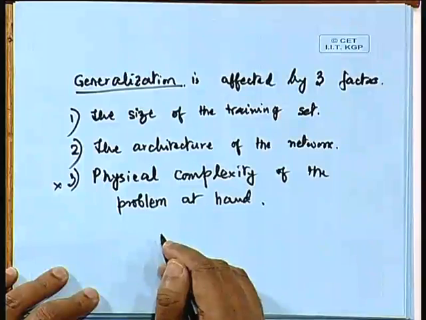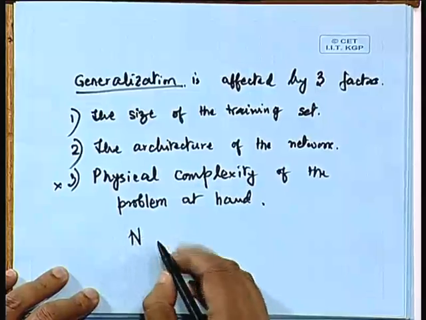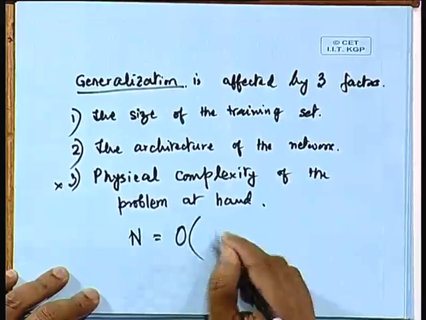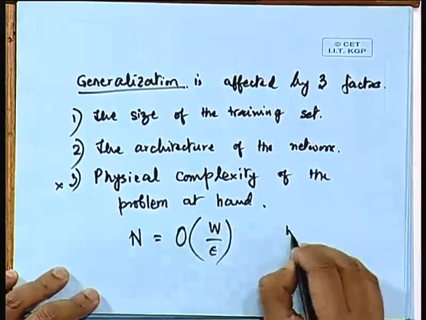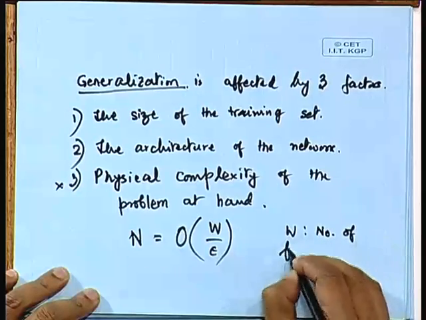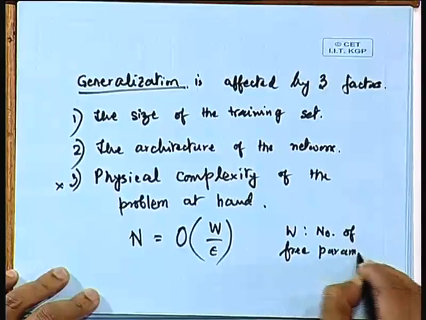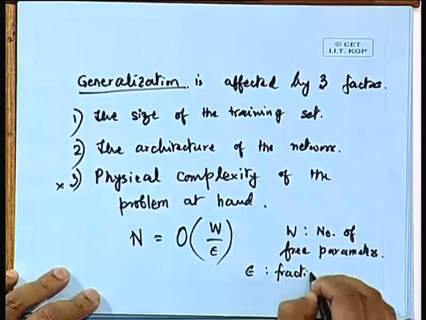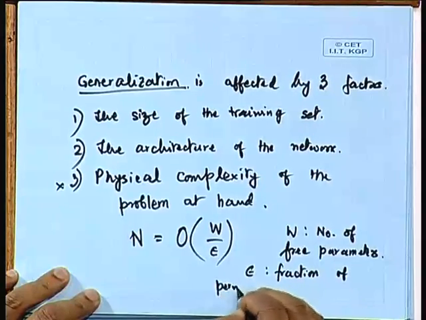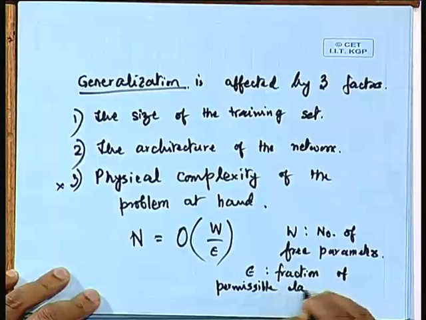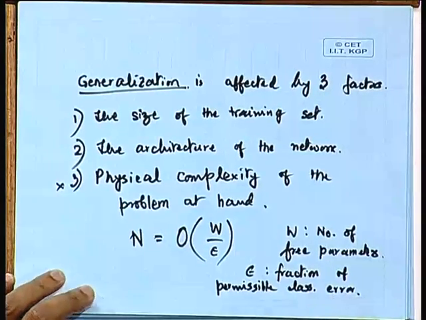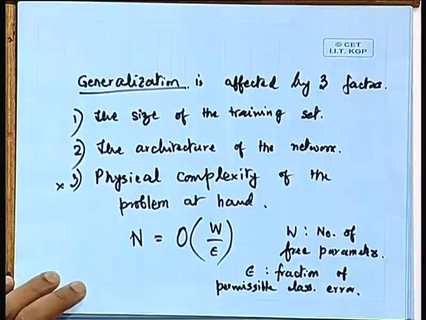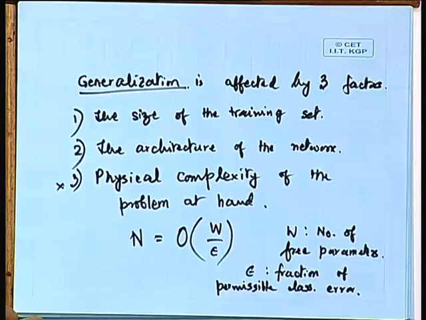And it is seen that if you fix the architecture and determine the size of the training set, then the size n of the training set will be of the order of W by epsilon, where W is the number of free parameters in the network and epsilon is the fraction of permissible classification error. Which means, if epsilon is equal to 0.01, we can tolerate 1% classification error, and W could be anything.